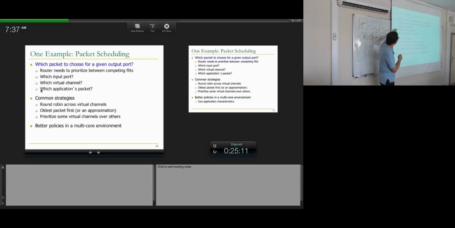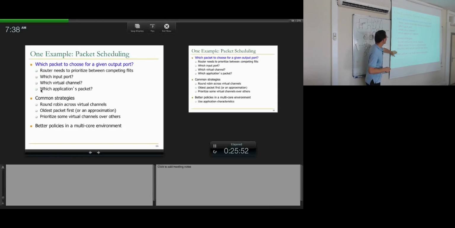Then the question is, which input port do you pick in the next router? Because basically you're picking, this is the output port, and this output port, which input port should you actually pick to transmit to the output? Which virtual channel within this input port? And this virtual channel may contain different application packets, or input ports may contain different application packets. Which application's packet do you pick if there are multiple applications that are sharing this? So this becomes an interesting decision in an on-chip network. Whereas in a supercomputer interconnect, this was not much of an issue because the application was single, right? Maybe you pick between different flows.